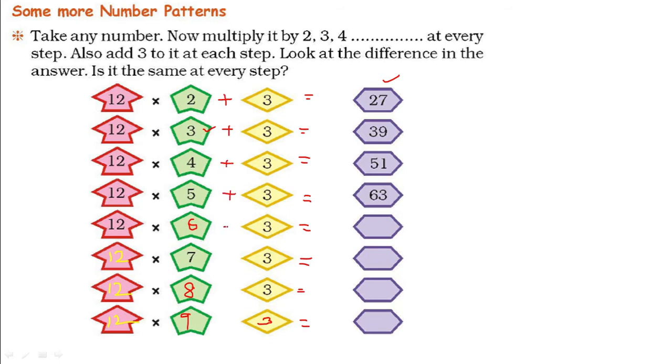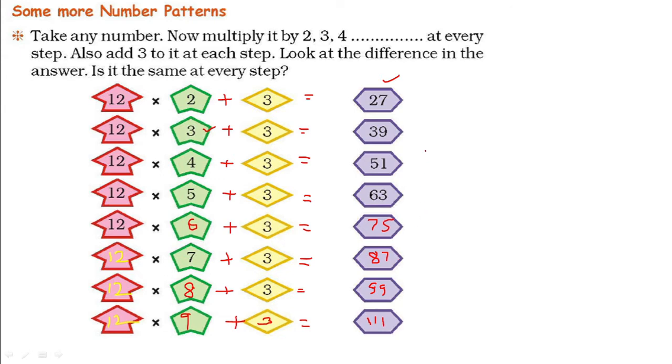12 sixes are 72 plus 3, 75. 12 sevens are 84 plus 3, 87. 12 eights are 96 plus 3, 99. 12 nines are 108 plus 3, 111.